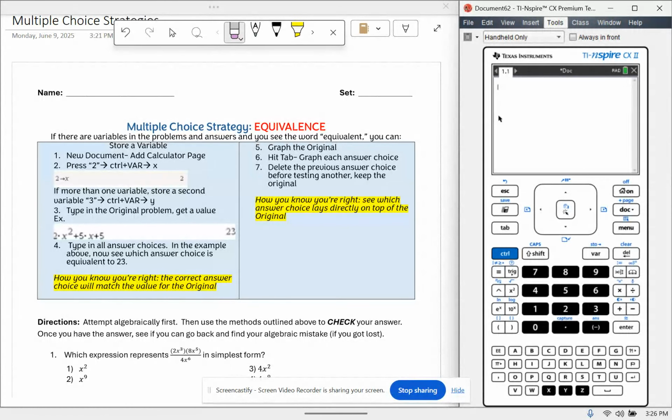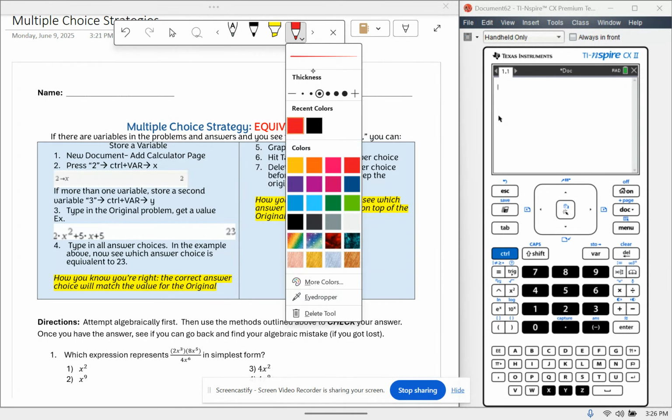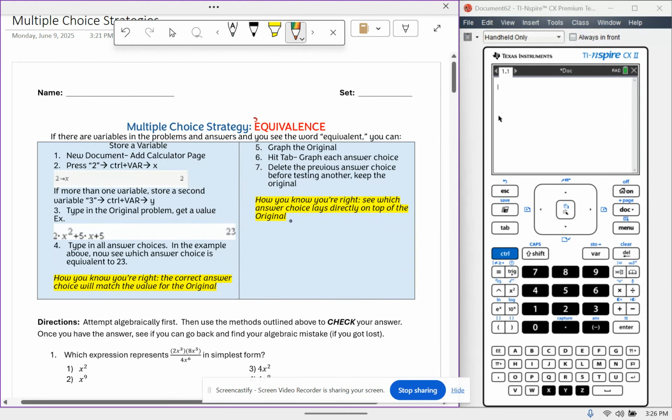Hey, today we're talking about the multiple choice strategy of equivalence. Whenever you see the word equivalence used in the question, you can use your calculator to make sure you got the answer right. The numbering is a little weird here, but the options are you can either store a variable to check for equivalence, read through what this would look like, or you could graph the original and read through and see what that would look like here, okay?